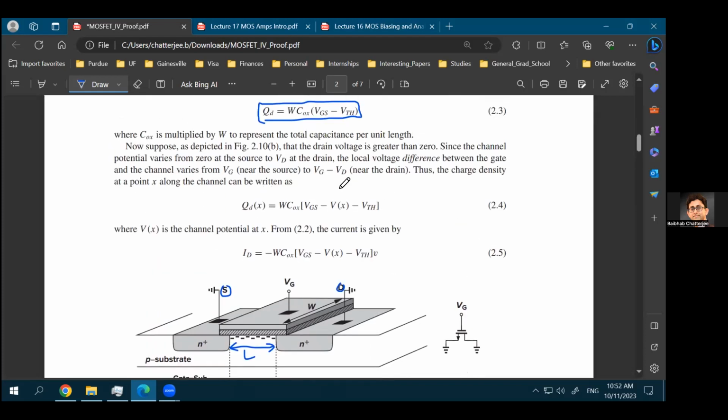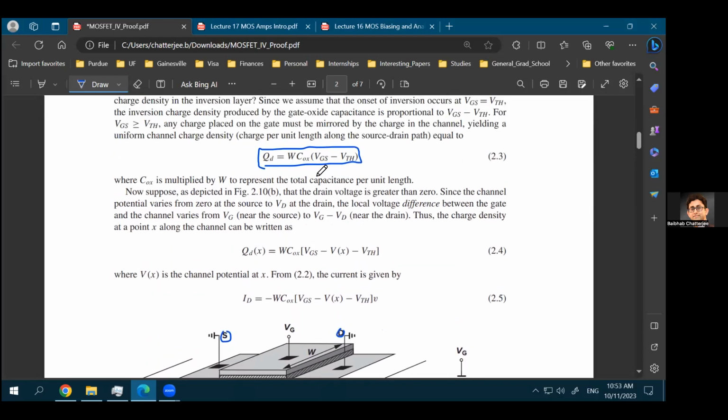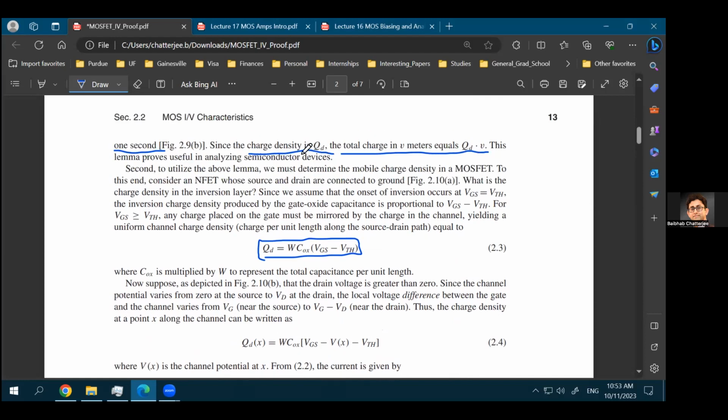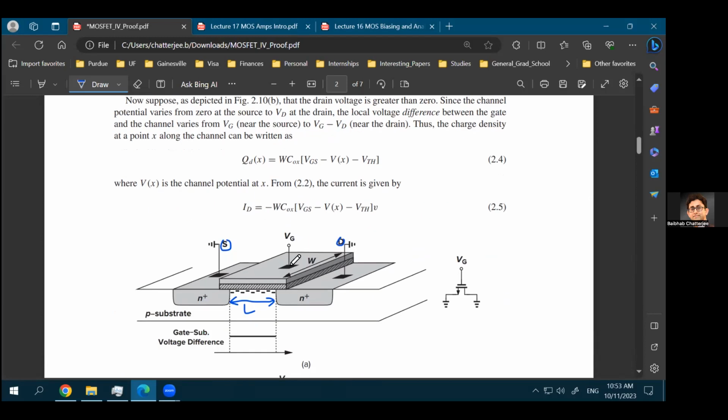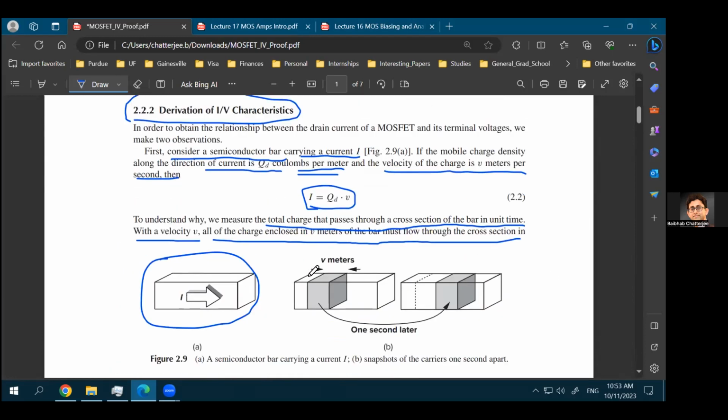So if you all agree to that, then the charge density that you have, QD, will be equal to the capacitance per unit area multiplied with W. Why are we multiplying it with W? Because again, go back to this particular diagram, that this was your bar. The current is flowing from left to right, which means the electrons will move from right to left. That's the opposite direction, but that's fine.